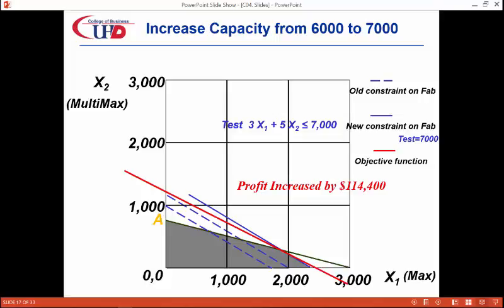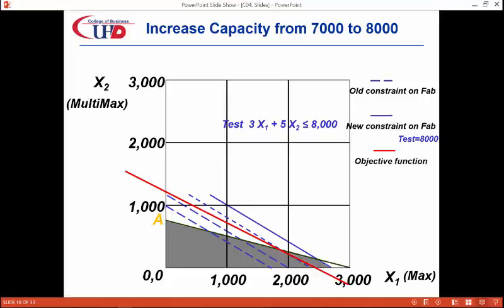Now we can conclude. Profit is increasing by the same shadow price of $114.40 per testing hour if increasing from 5,000 hours to 7,000 hours. Now, let's try to expand the testing capacity from 7,000 to 8,000 hours. When it is changed to 8,000 hours, the new blue testing constraint line is clearly above the old one.